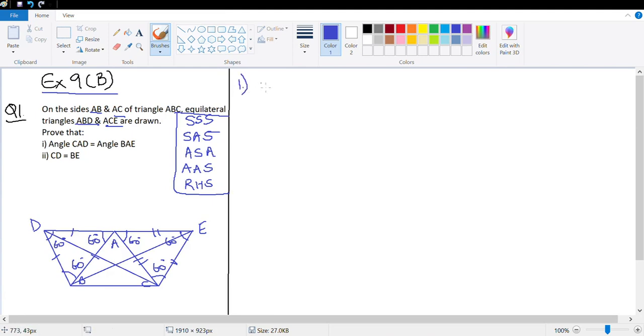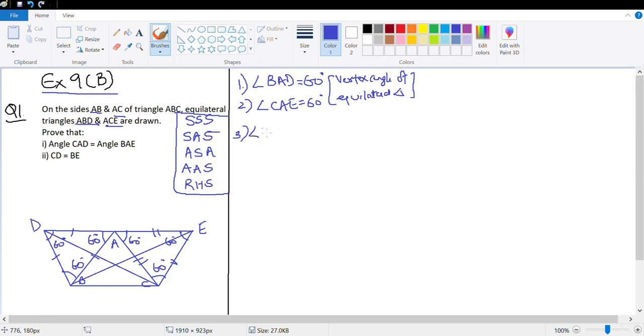Number 1, angle BAD is equal to 60 degree. Number 2, angle CAE is equal to 60 degree. Reason? Vertex angle of equilateral triangle. Perfect. So we've written the reason why they are equal.